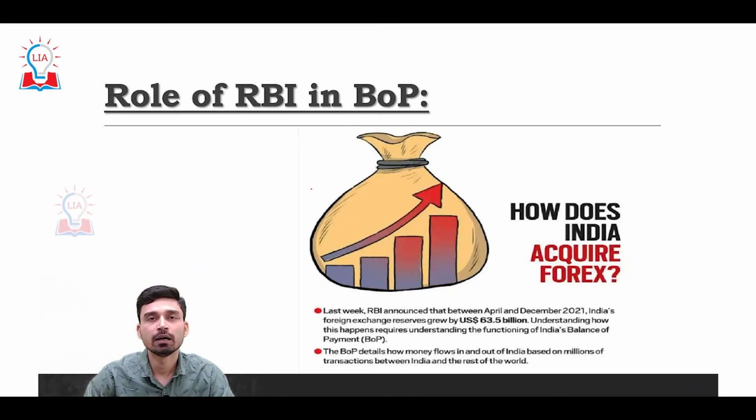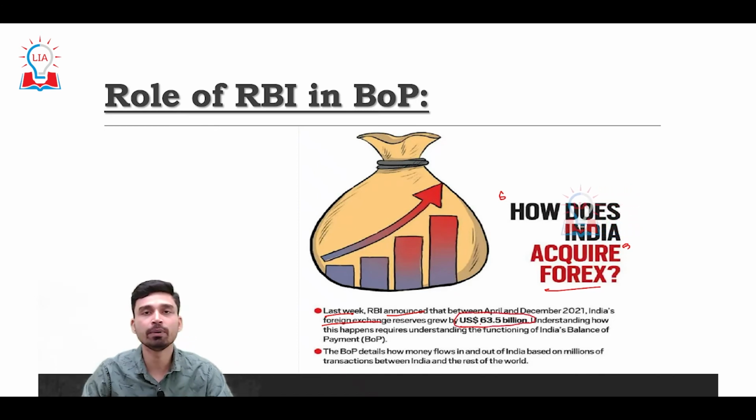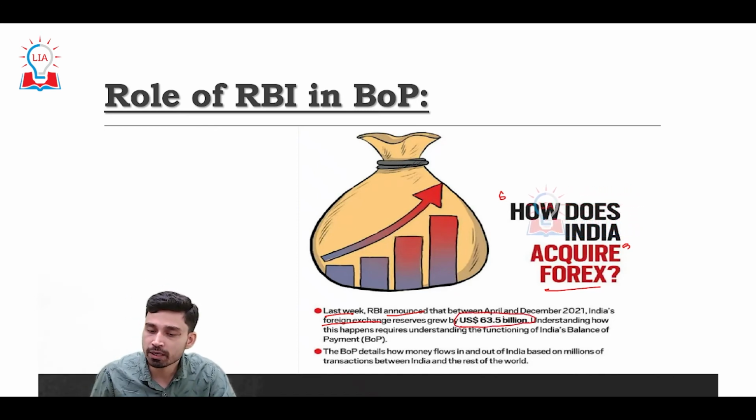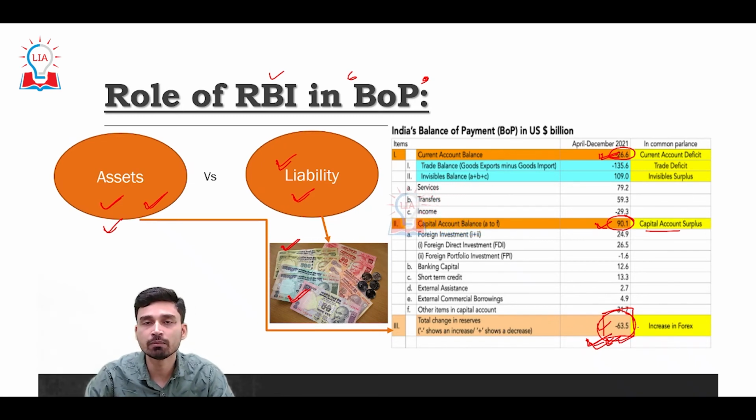Instead of letting all the assets go into the free market, it actually builds up its forex reserve. And that is what you can see from the news that came a few weeks back, that last week RBI announced that its forex reserve has grown by almost $63.5 billion. Now you will be able to understand why the forex reserve of RBI has grown by $63.5 billion. Because it is the same surplus money, $63.5 billion, that has entered into the Indian market, considering both the capital account as well as the current account.